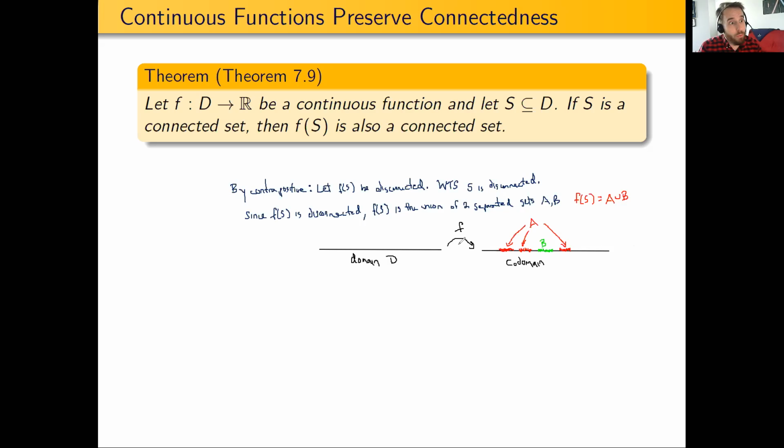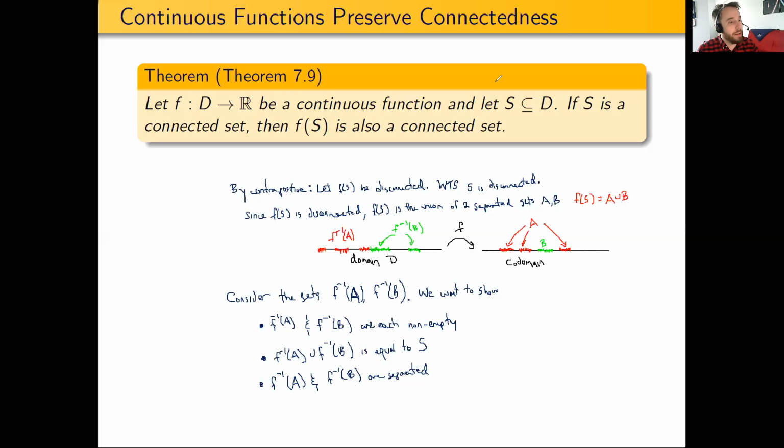Now I essentially want to show that the same idea holds true for S, which is living back here in the domain. In other words, I want to show that S can be written as the union of two non-empty sets A and B that are themselves separated. And so what we'll actually do, and I think what makes a lot of sense to do, is to consider the pre-image of the set A and the pre-image of the set B, which will themselves be living back here somewhere in the domain D. So let me go ahead and draw that for us really quickly.